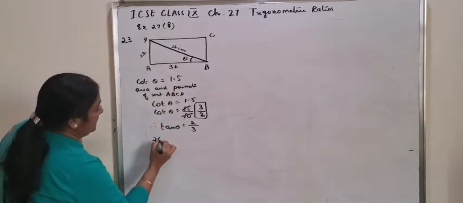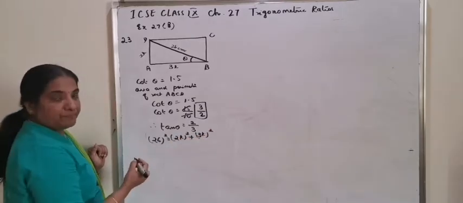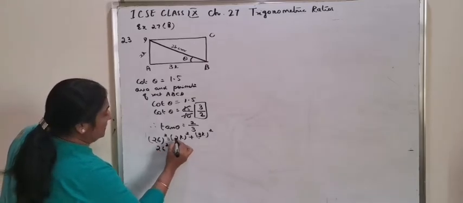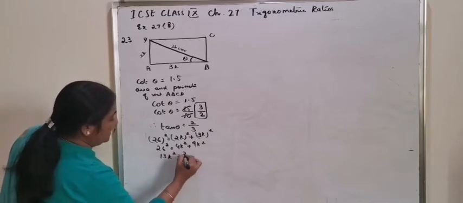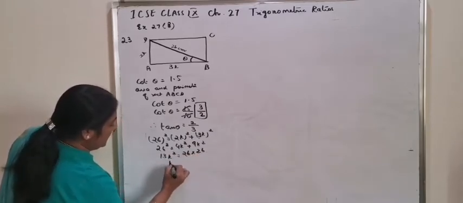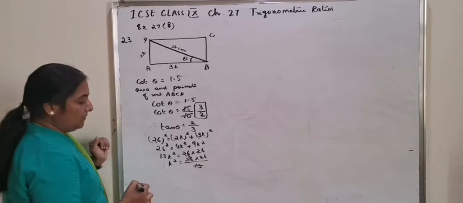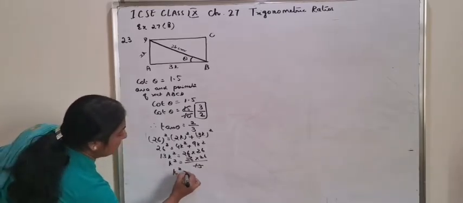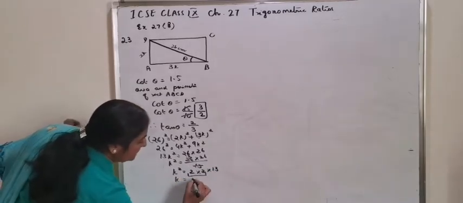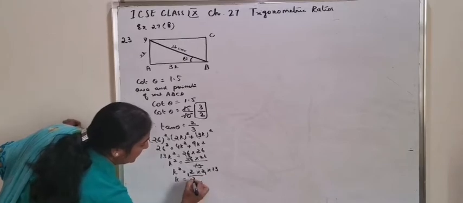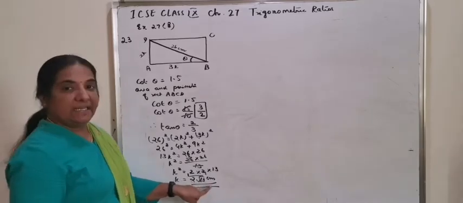So, by Pythagoras theorem, 26 square is equal to 2k the whole square plus 3k the whole square, or 26 square is equal to 4k square plus 9k square. 13k square is equal to 26 into 26. K square is equal to 26 into 26 by 13. It is 2 into 13, or k square is equal to 2 into 13. K value is, for easy purpose, 13. It is 2 root 13 centimeter. That means k value is 2 root 13 centimeter.